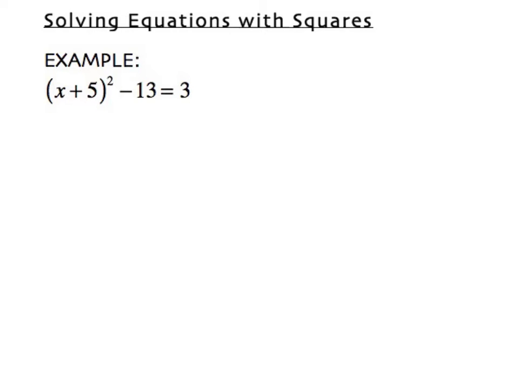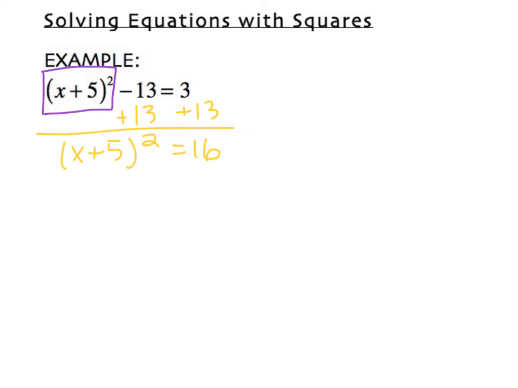So now we have an equation to solve where x is located inside parentheses that are being squared. In order for us to solve for x, we first have to get those parentheses squared isolated. And we can see here that the minus 13 is outside of those parentheses on the left side, so we're going to start by getting rid of the minus 13 by doing a plus 13 on each side of the equation. That leaves us with (x + 5) squared equals 16.